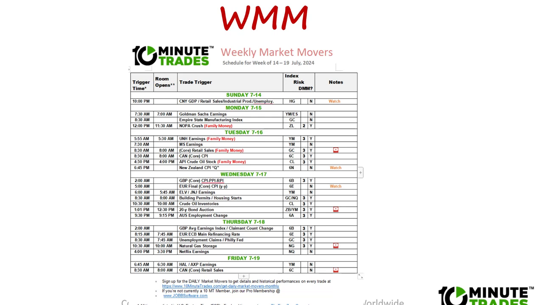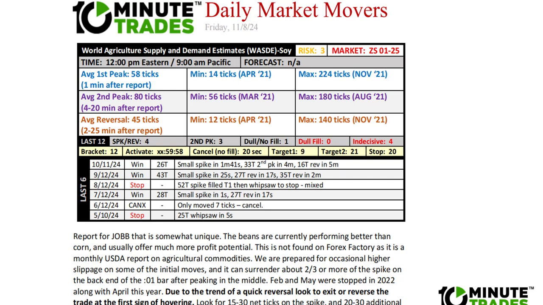So you could see there's a lot of information packed into this simple little document. Also, notations whether a trade might be a family money trade. And I'll get into what a family money trade is in a few moments as we continue with the presentation. So then element number two is the daily market mover.